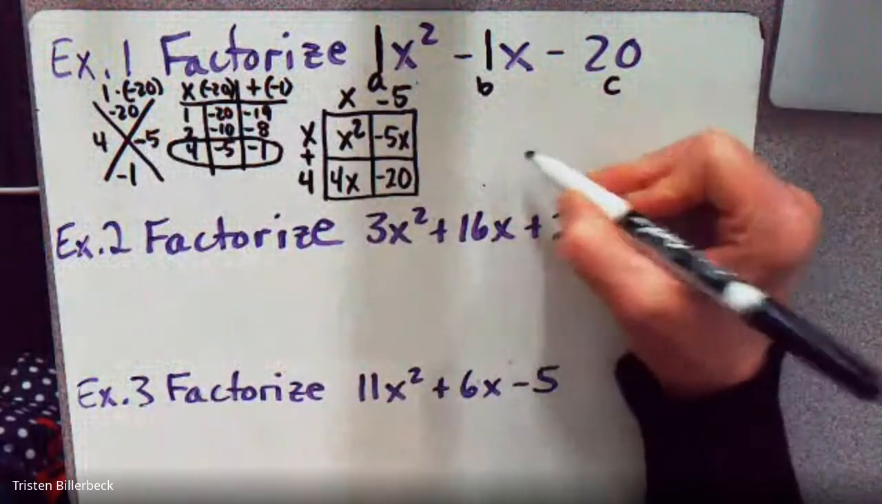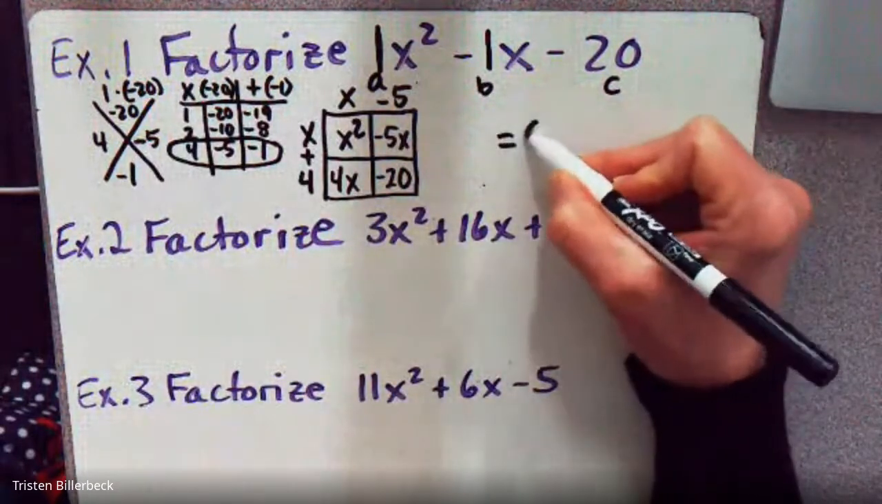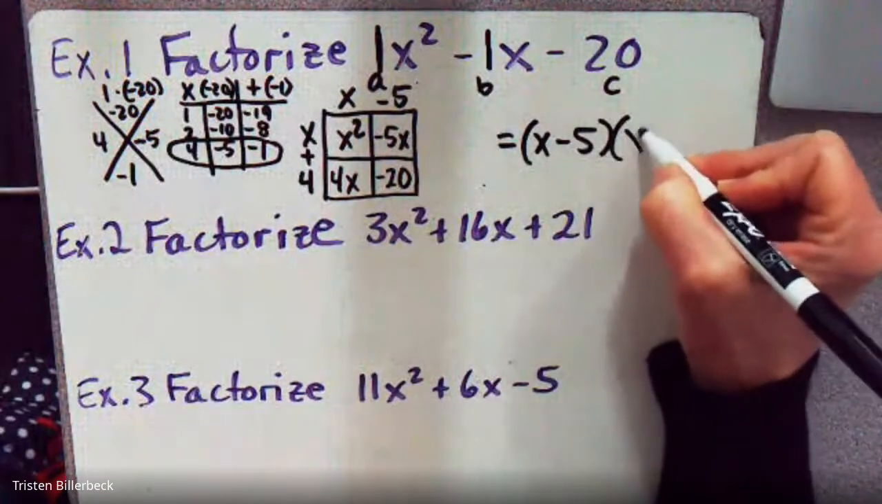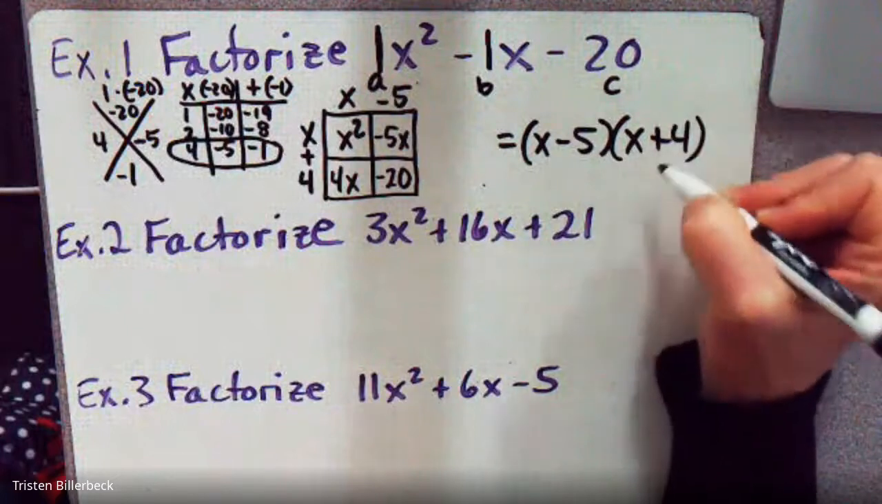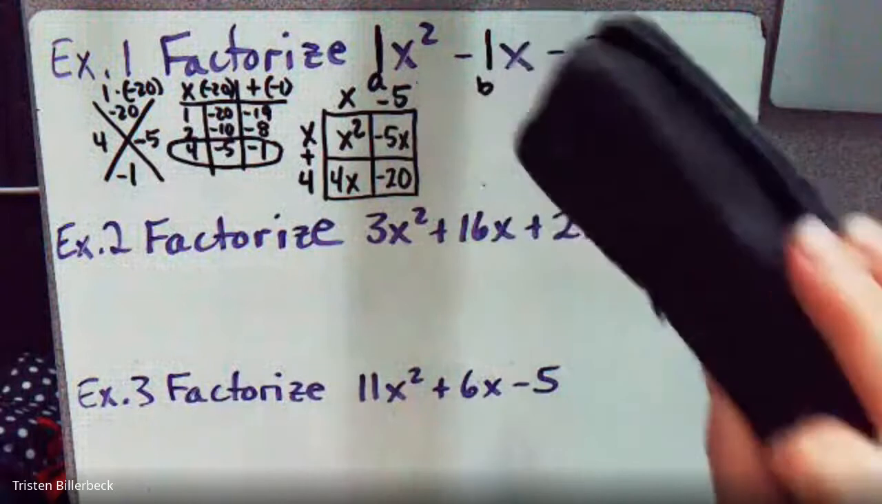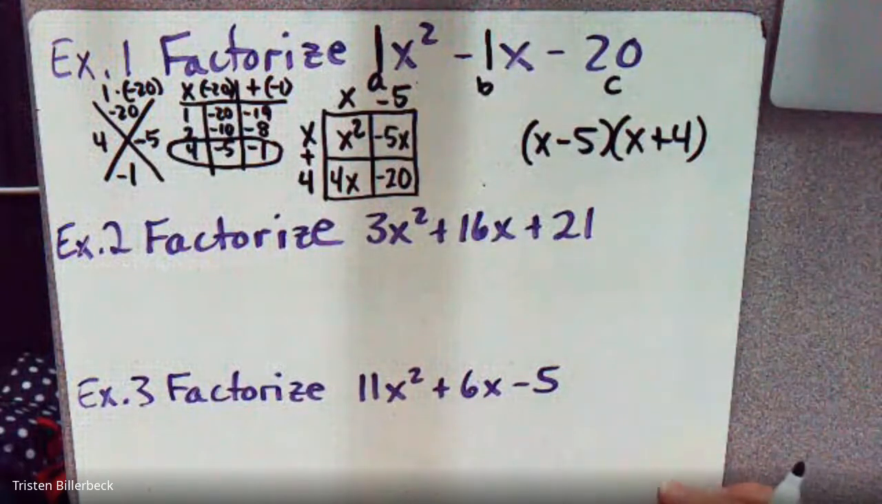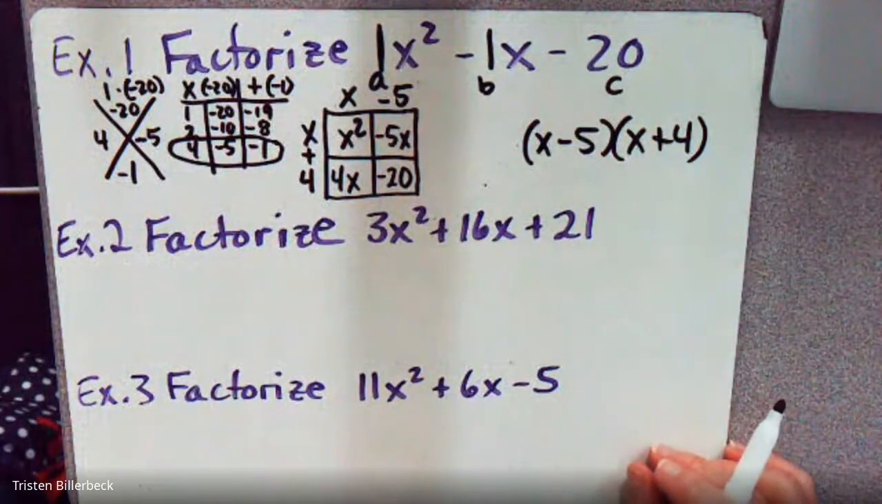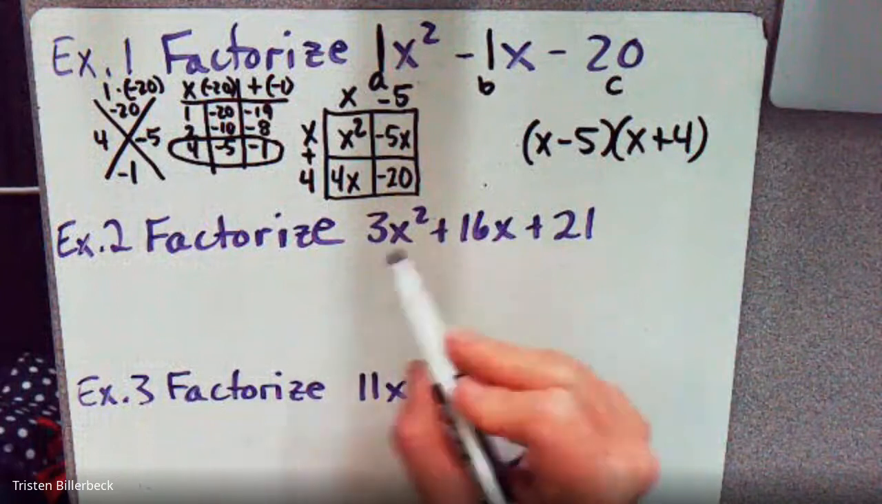So we find that this factors as x minus 5, x plus 4. So that's our factors. I probably shouldn't put an equal sign right here because we're talking about expressions right now. Expressions don't have equal signs. Equations have equal signs. All right, well, let's factorize this one.